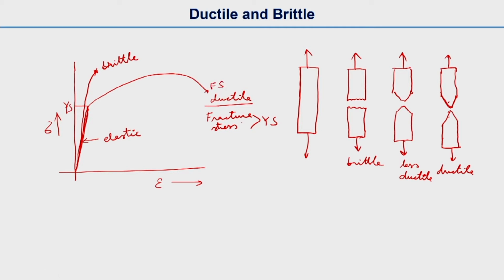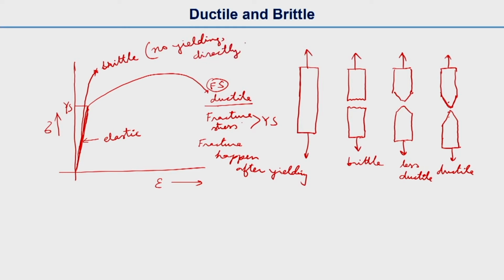This is the fracture strength, and so that means for the ductile material, fracture happens after yielding, after plastic deformation. In the case of brittle material, there is no yielding, it directly fractures. So that is the difference that all of you know.